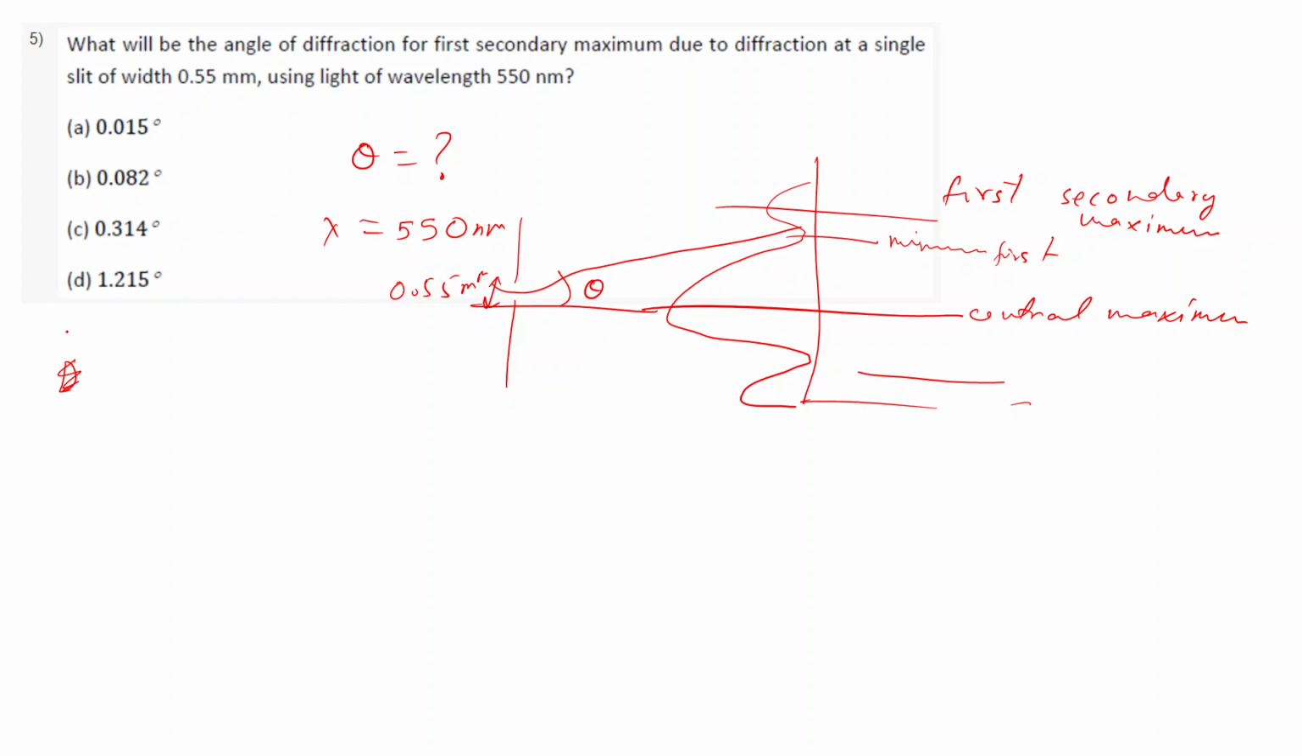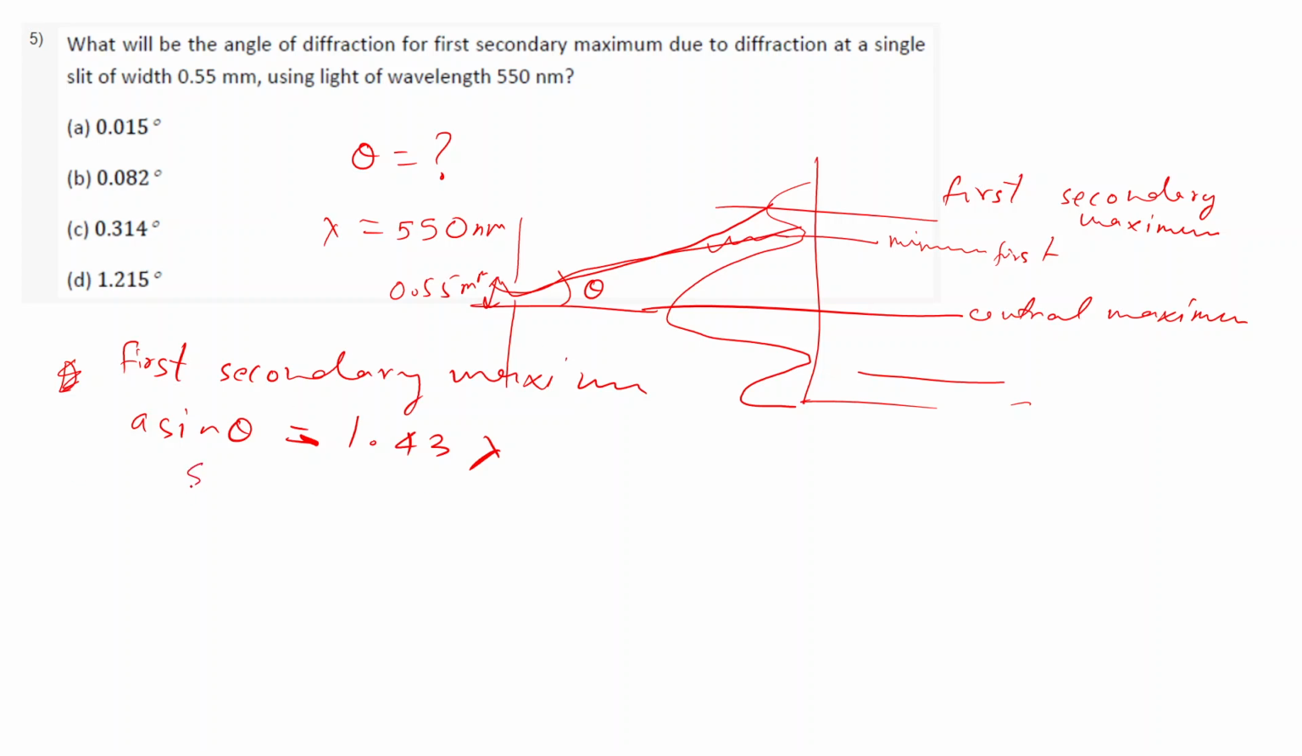So using the condition of first secondary maximum, we'll get A sine theta is equal to 1.43 lambda. Okay, now the theta is like this actually. This theta we need to find out. Not for minimum. Anyways, so this is the formula.